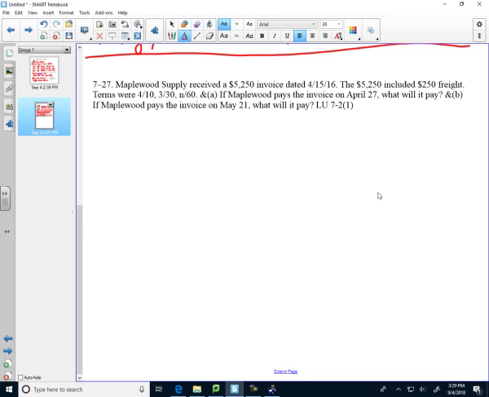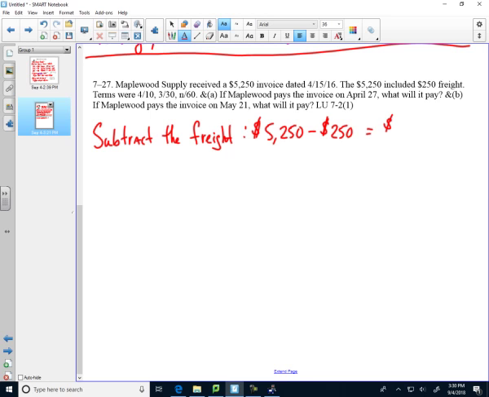So here's what we're going to do. First, subtract the freight. No discounts on freight. So of the $5,250 invoice, $250 of it is freight, leaving $5,000. So that's what we're going to work with.